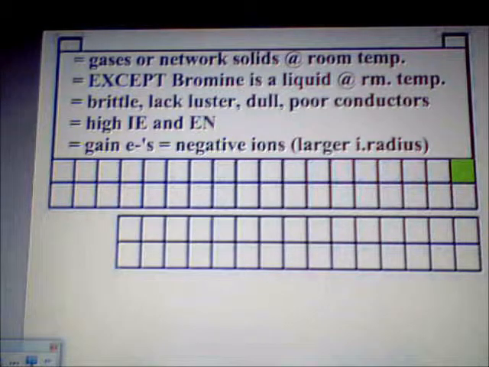They do have high electronegativities and high ionization energies. They gain electrons so that they become negative ions.